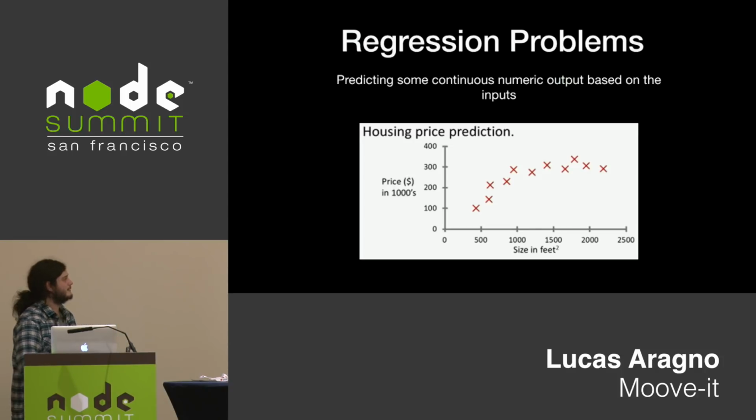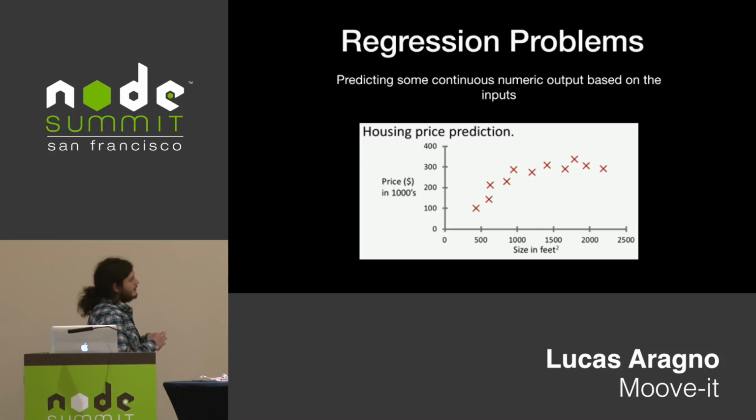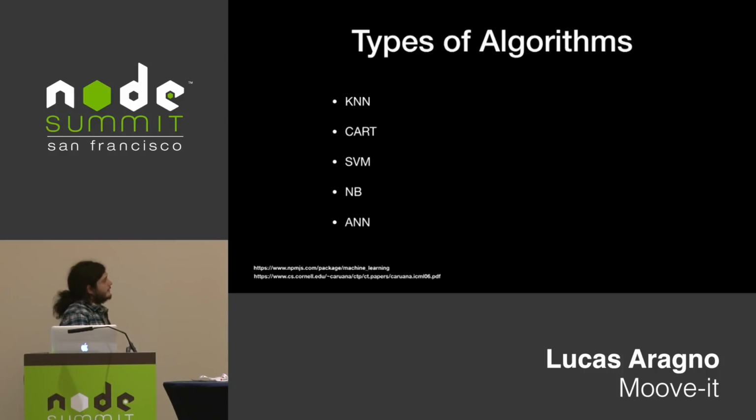Or regression problems, when you try to predict some continuous numeric output based on an input, for example, trying to figure out the price of a house based on the size of the house, or trying to predict your score in a test based on your previous scores. That's a regression problem. There are a lot of different types of algorithms. Those are pretty popular, but there are a bunch more.